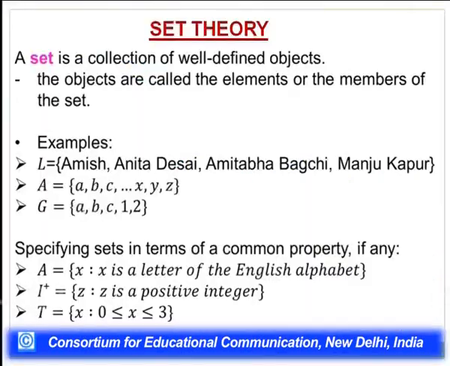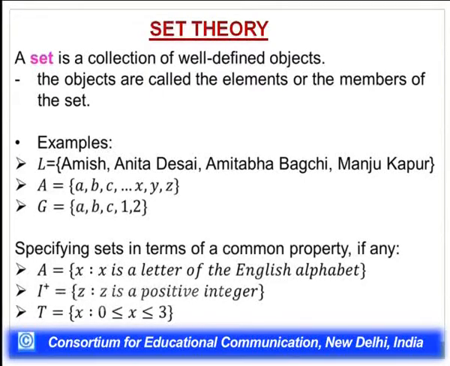So please take a look at this slide to see some of the examples of sets that we discussed in the previous lecture. We started by talking about the set L, which we described as the set of all Indian authors whose books are stocked in your college library. Let us suppose that your college library keeps the books by Amish, Anita Desai, Amitabh Bagchi and Manju Kapoor. Then these would be the names that would figure in the set L.